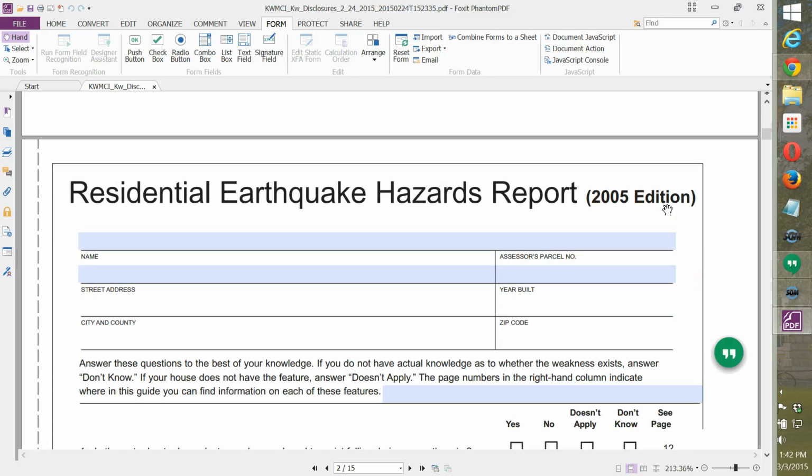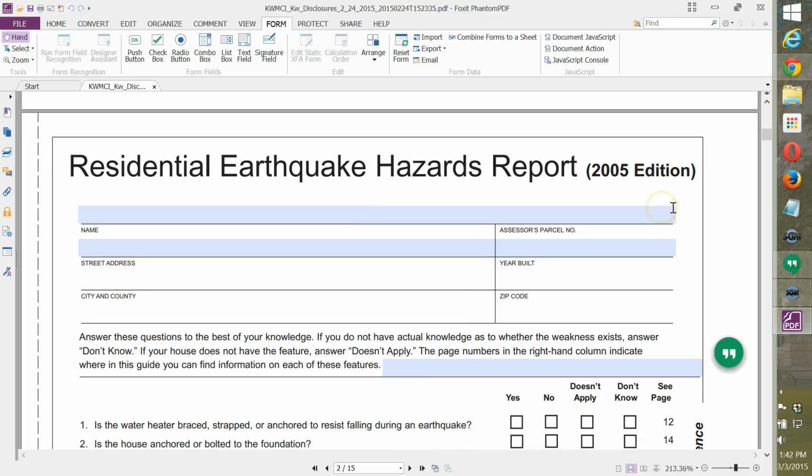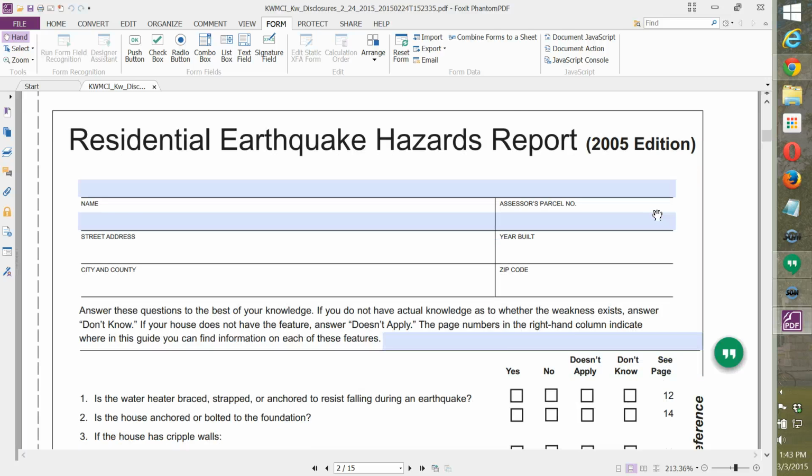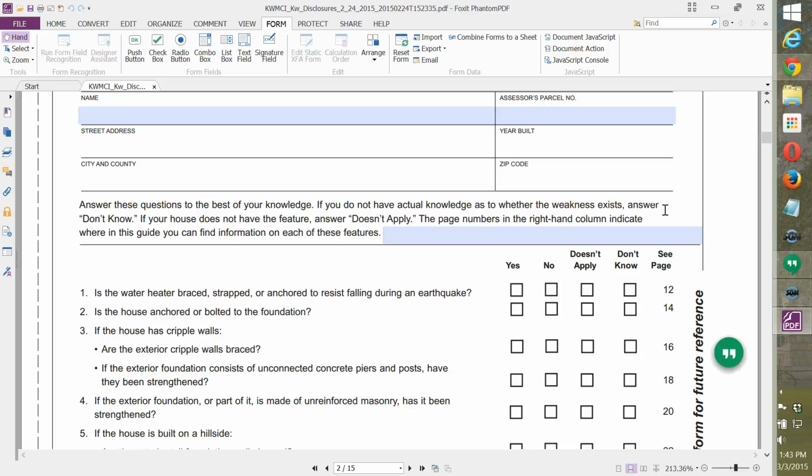And then this is the residential earthquake hazards report, which is required if the property was built before 1960 or 1975. But we're going to do it anyhow, because if you don't do it, people are going to complain that our file is missing one.